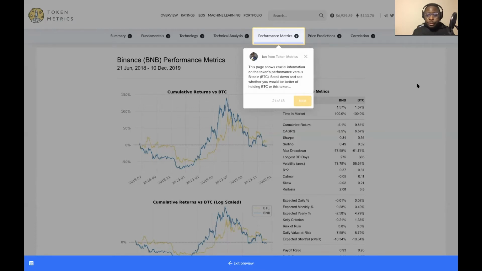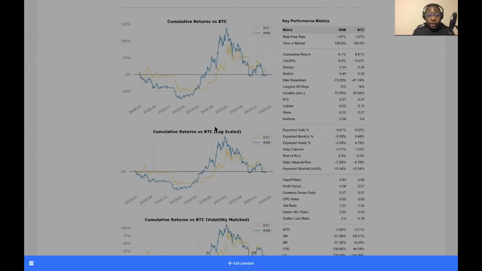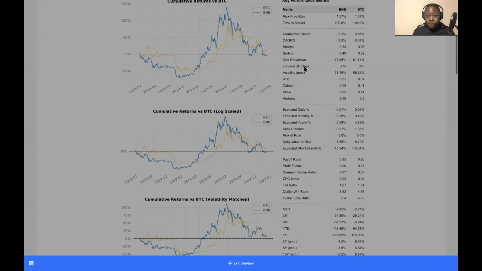So this goes through and gives us different metrics that traditional investors look at when analyzing stocks, and we're bringing these same metrics to all cryptocurrencies in our system. So here we can look at the cumulative returns of Binance versus Bitcoin, whether on a linear scale or a log scale chart. We can look at other metrics here on the right.